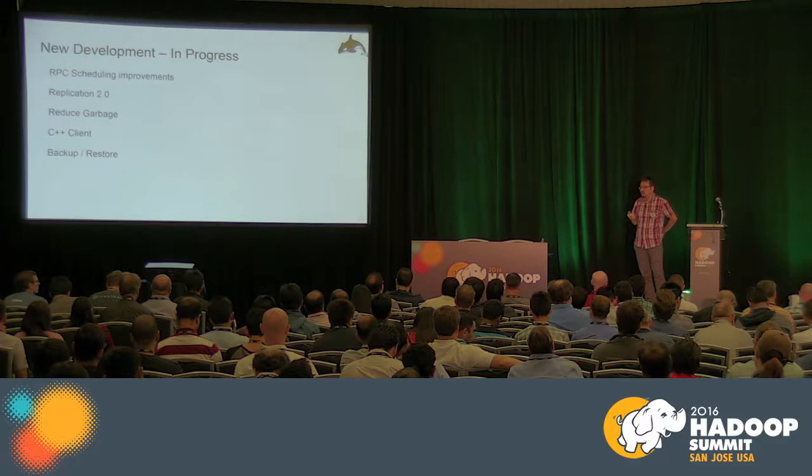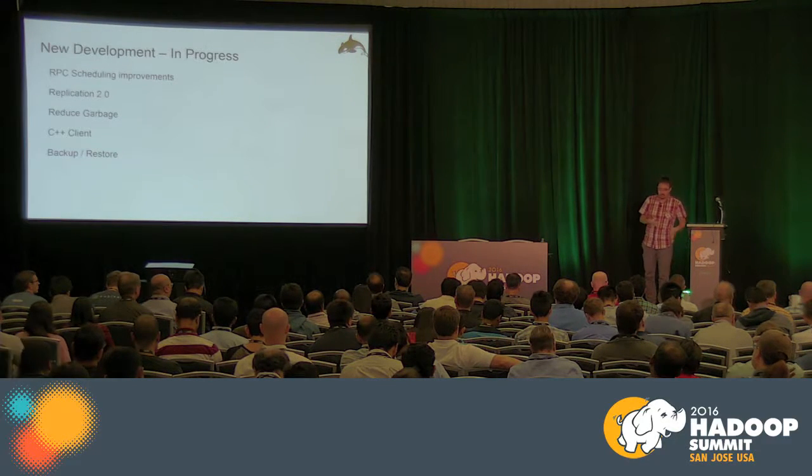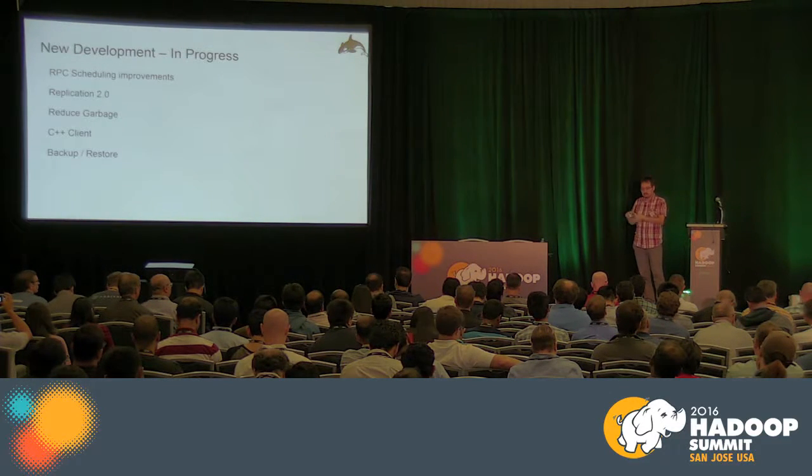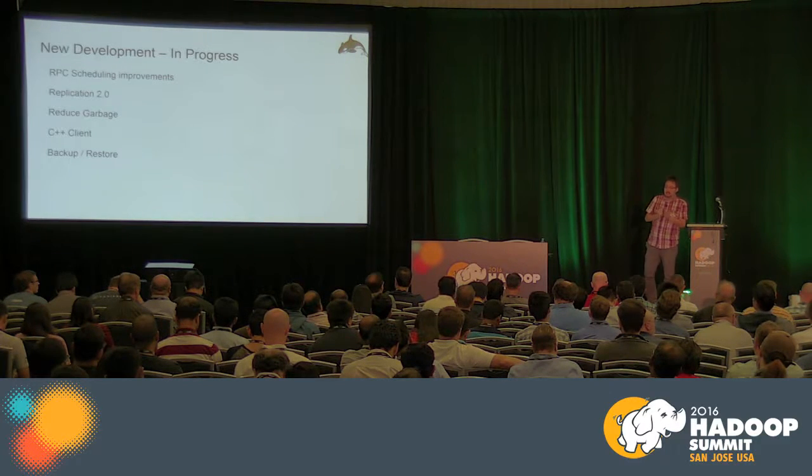This helps a lot with the tail latencies and also helps with the overall performance, because less garbage being generated means fewer stop-the-world pauses, which means better performance and much more stable latencies that you would see.